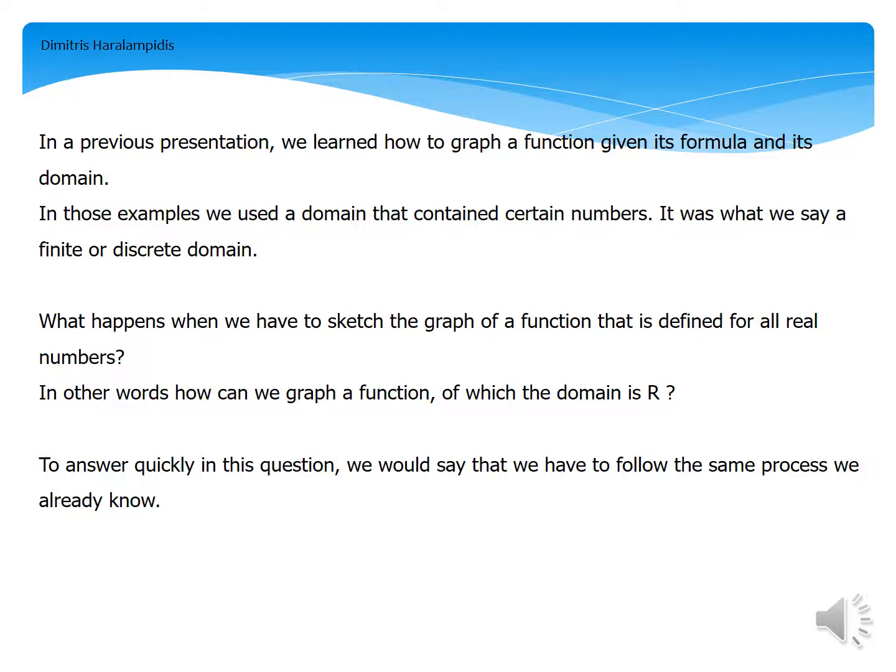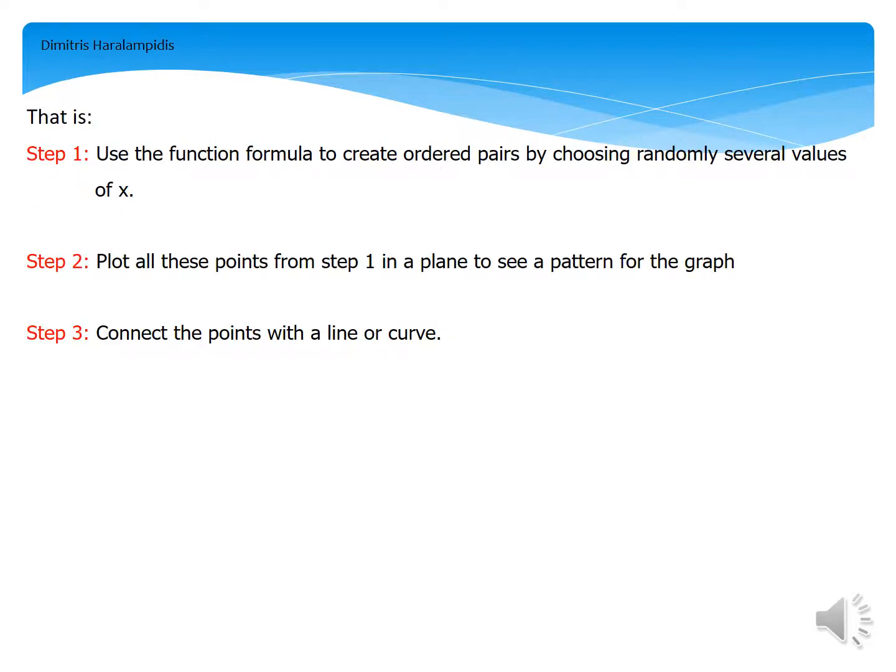To answer quickly in this question, we would say that we have to follow the same process we already know. And that is to begin by using the function formula to create ordered pairs by choosing randomly several values of x. Then, we must move on plotting all these points from step 1 in a plane to see a pattern, if any, for the graph. And finally, we connect these points with a line or a smooth curve.